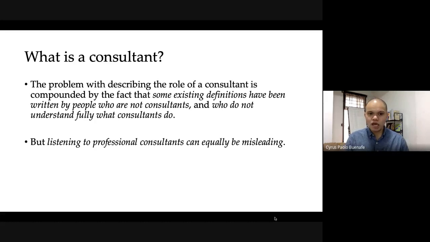The problem with describing the role of a consultant is compounded by the fact that some existing definitions have been written by people who are not consultants and who do not understand fully what consultants do. To be fair, the profession known as the consulting profession is not really well established.